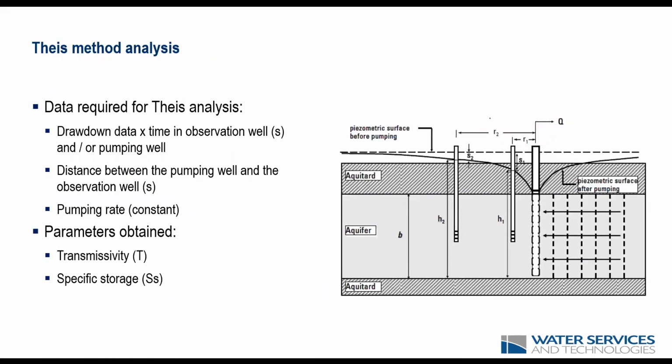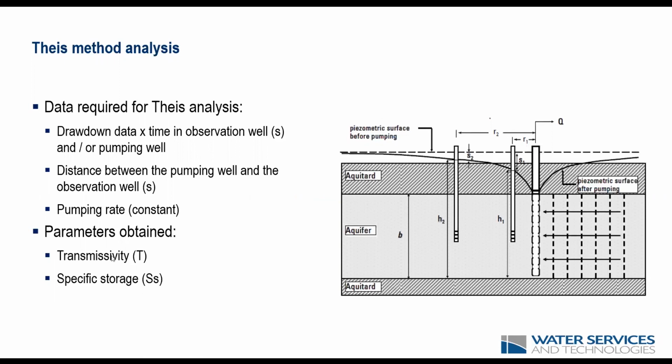So for the Theis method analysis, we'll need drawdown, date and time in each observation well. As I mentioned before, we will need to know the distance between the pumping well and the observation wells, and the pumping rate, which in this case would be constant. We'll see that AquiferTest, the software AquiferTest, actually allows us currently to interpret tests even when we don't manage to get a constant pumping rate, and we'll look at that in a minute.